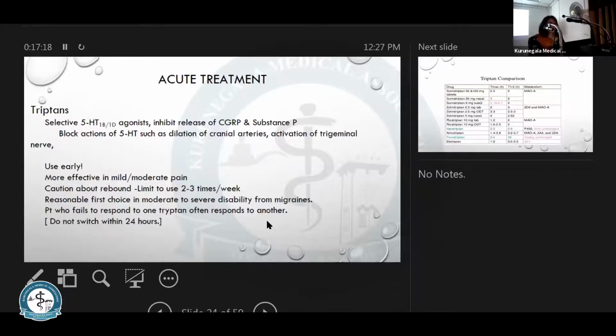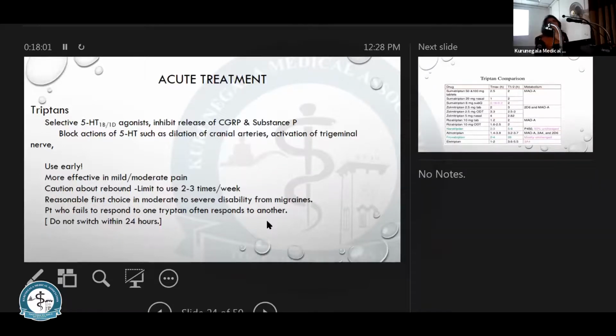Triptans are one of the major drugs that we use in acute treatment, the serotonin receptor agonists. And we need to again start early. If the patient is having migraine with aura, it's easy because we can ask them to take the abortive treatment with the onset of the aura. Then the attack would get aborted. But if the patient comes without aura, we can ask them to take the abortive medication with the first symptom of headache. So start early, and it can be given for moderate as well as severe headaches.